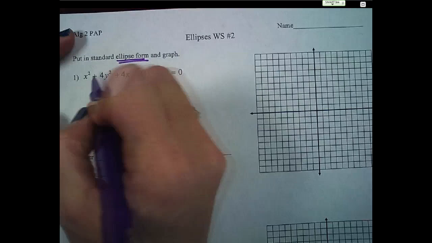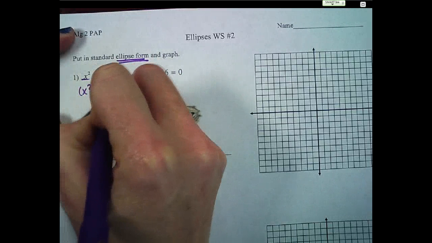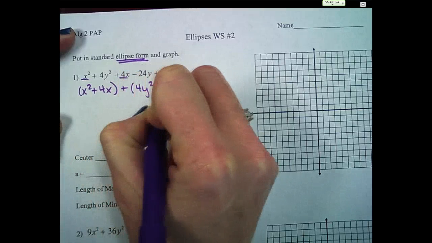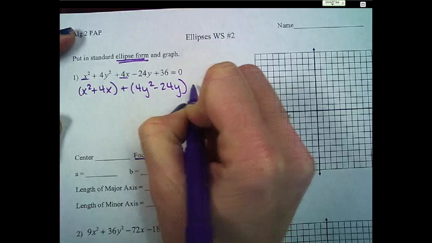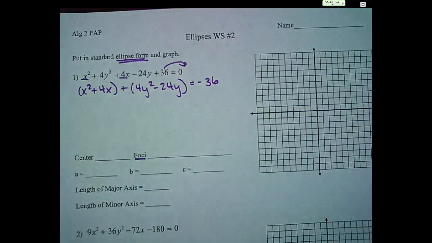So remember me telling you to group your x's. So this is gonna be x squared plus 4x. And then we're going to group our y's, so 4y squared minus 24y. And then you move the 36 over. So that's where you're going to start.